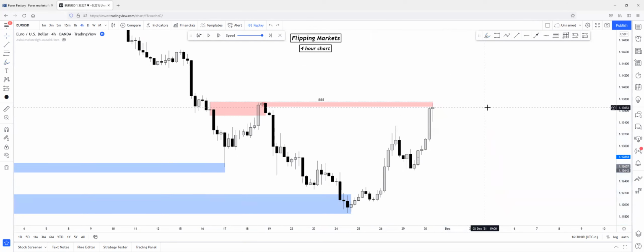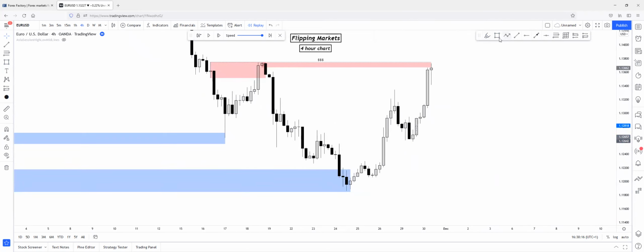Okay. So we actually marked out all of the 4-hour zones. Maybe we can mark out demand zones in this region. As you can see, price was moving in a downtrend here. After this, price changed character, this was the last supply zone right here. And this demand zone right here changed character on the 4-hour chart.